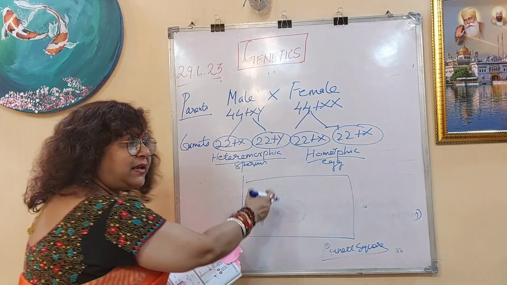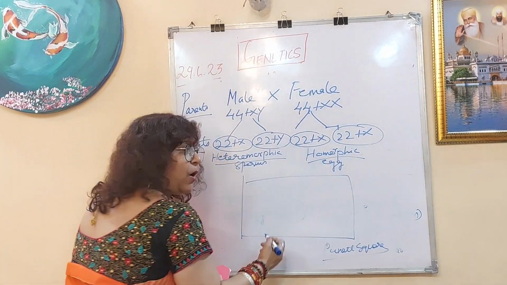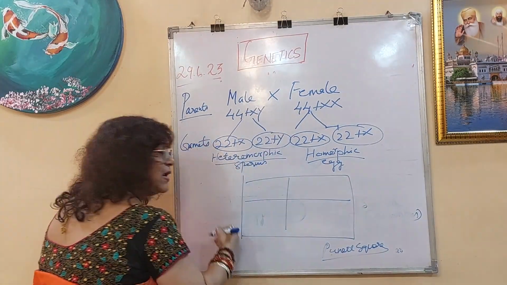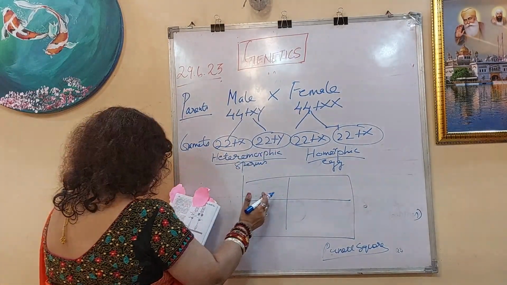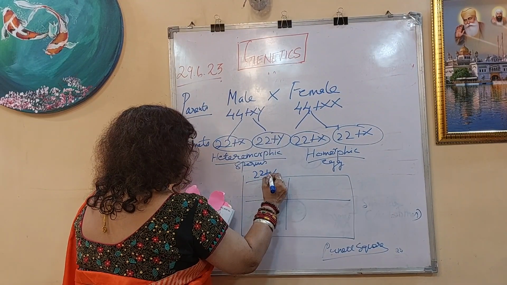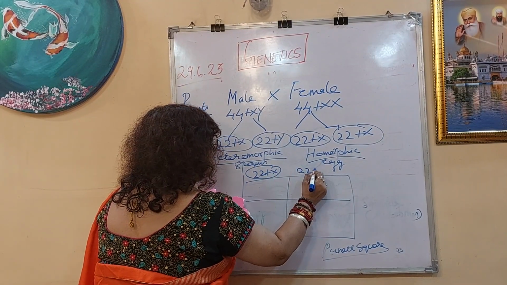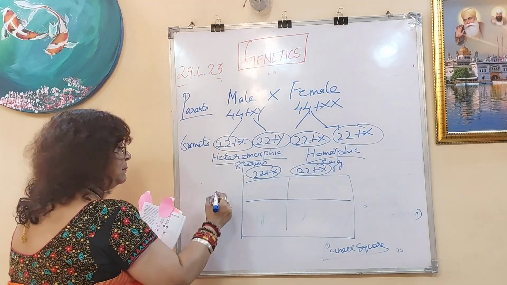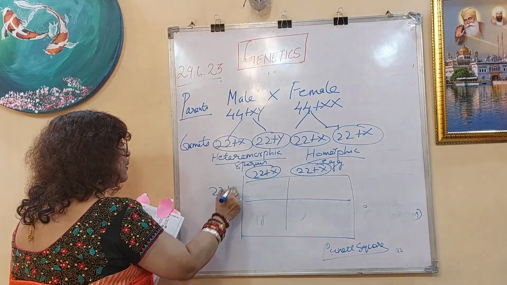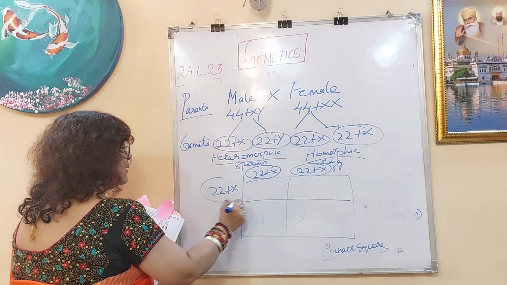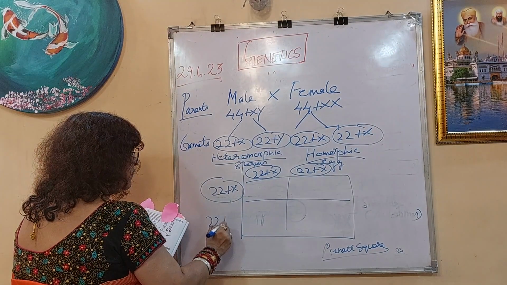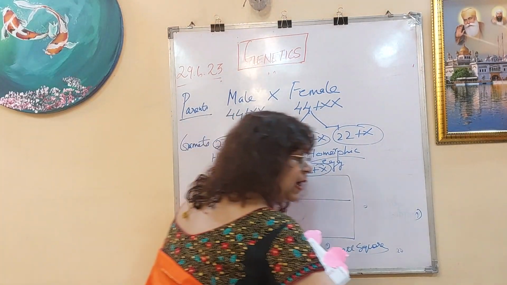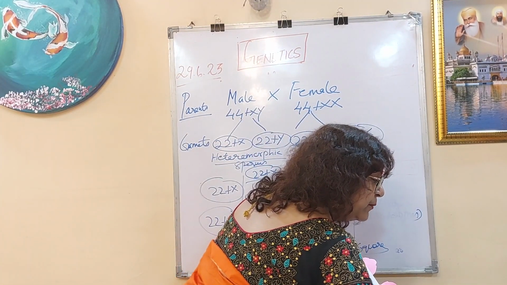So I am arranging it in the form of a Punnett square. A box which will be divided into 4 parts. One side female, one side male. Okay, so I take here as female 22 plus X, 22 plus X. On this side I take the male 22 plus X, 22 plus Y. Got it? Now I will cross them, as I told you, cross them.